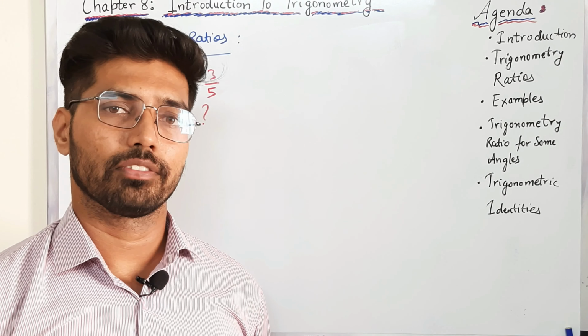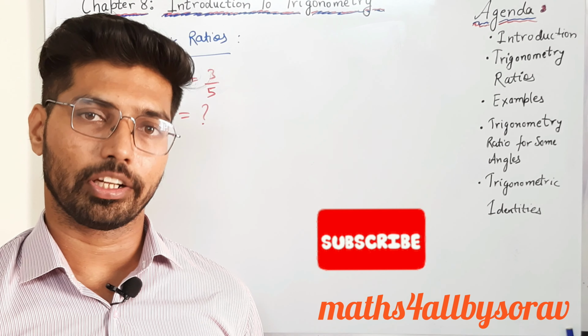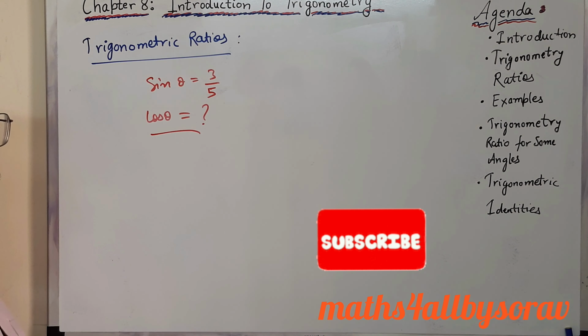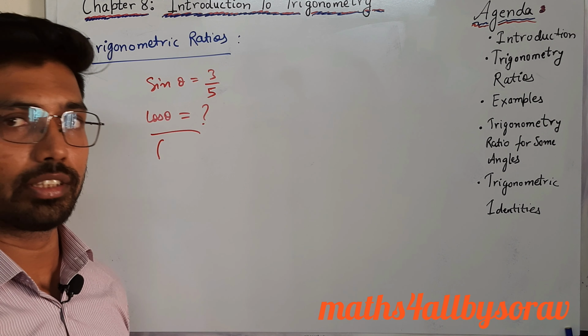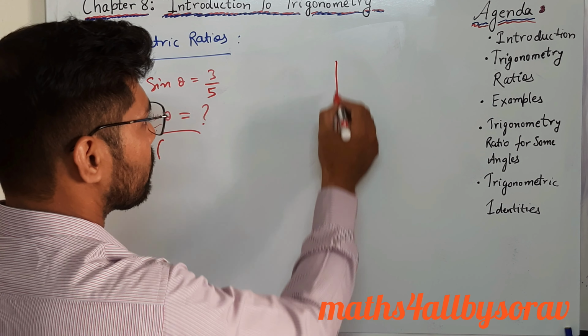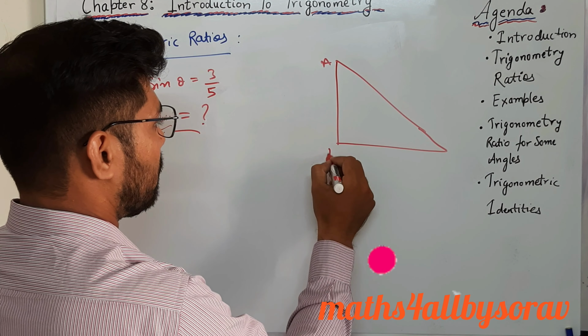Okay guys, now let's understand with one more example. If we know one of our trigonometric ratios, can we derive the other trigonometric ratios? Let's see. For example, we know sin theta. Can we derive cos theta? Or moreover, can you find tan theta, cot theta, cosec theta, sec theta? Yes, we can. For example, this sin theta value is 3/5. Let's draw a right angle triangle, so A, B and C.